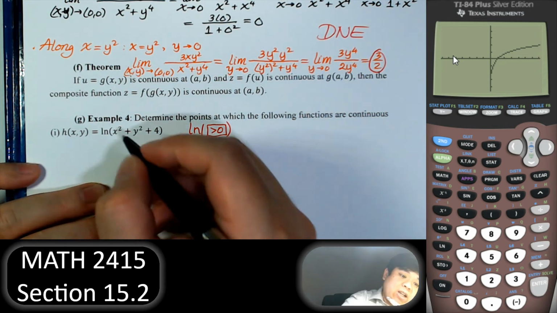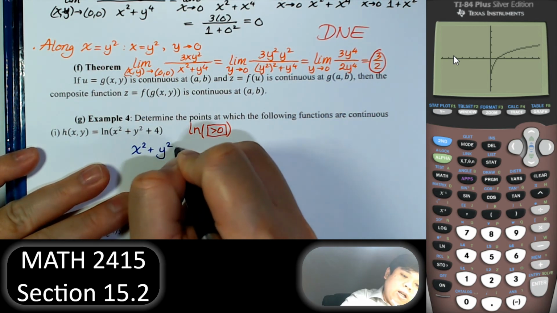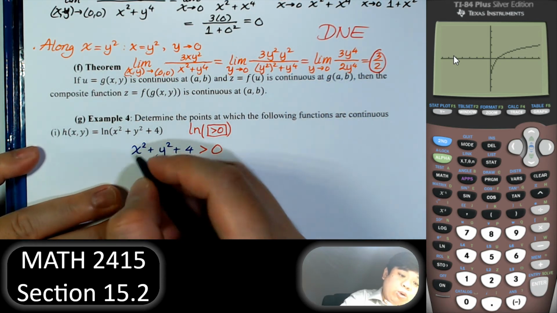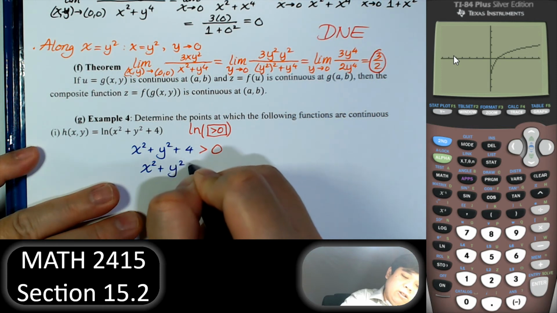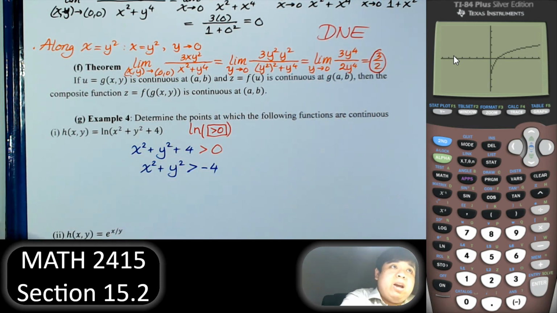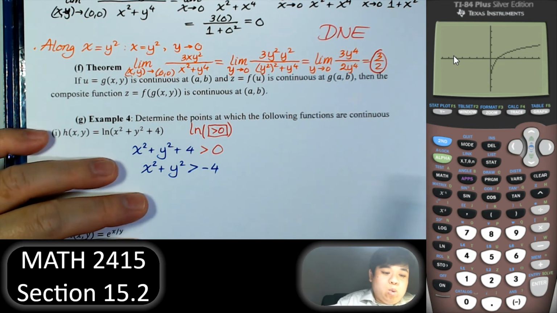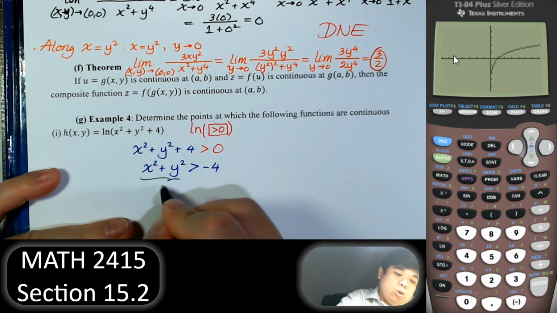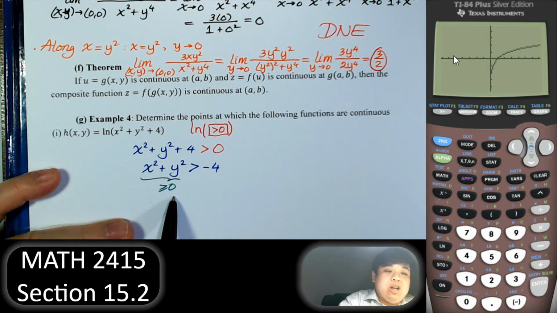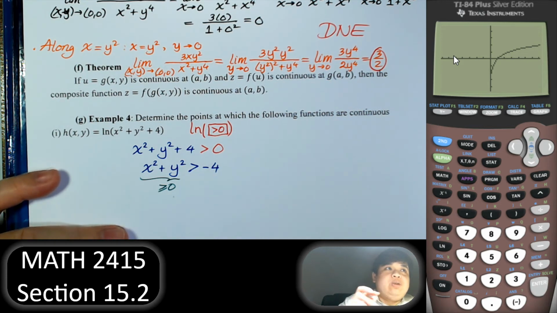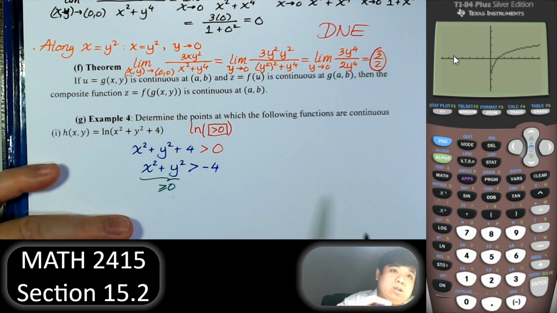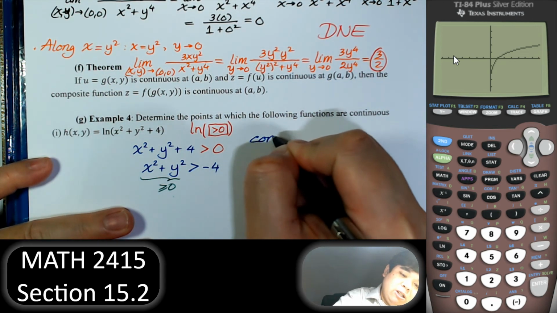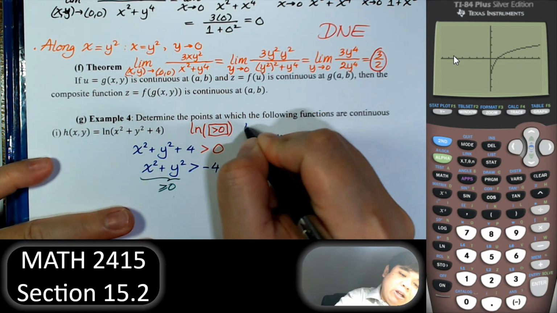So what we need is x squared plus y squared plus 4 greater than 0. Because we can move the 4 to the other side, it becomes negative 4. And this one is obvious, because x squared plus y squared cannot be negative. So this is greater than or equal to 0, and anything greater than or equal to 0 is obviously greater than negative 4. So for x, all real numbers, and for y, all real numbers. In this case, they are continuous everywhere.